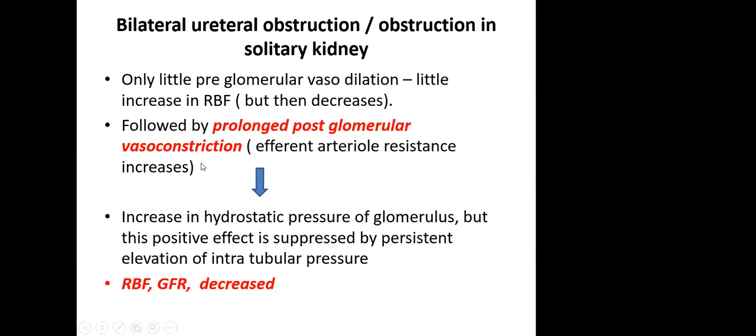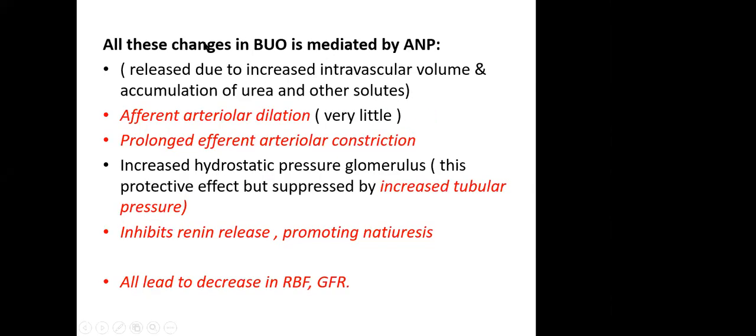From the start itself, there will be vasoconstriction. Hence, renal blood flow and GFR will be decreased from the obstruction. From the start of obstruction itself, there will be a decrease. There will be no vasodilatation at all. Only vasoconstriction will be seen. In bilateral obstruction, these changes are mainly mediated by atrial natriuretic peptide.